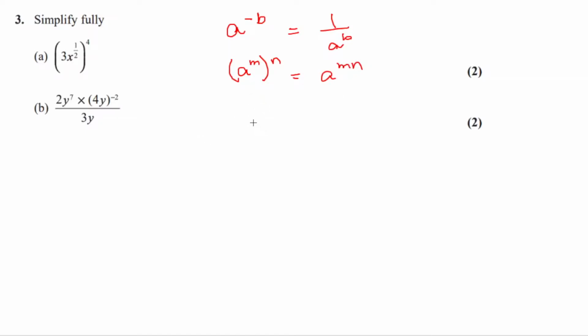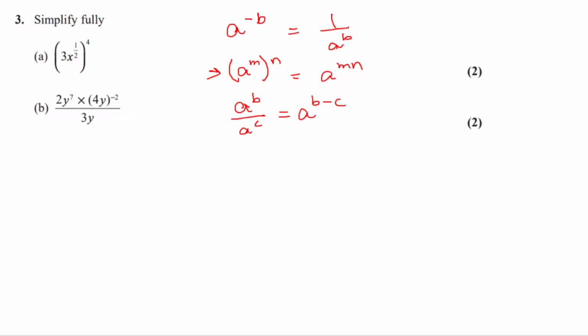Another rule we've got is that when we've got a term a, let's say, raised to a power b divided by a raised to a power c. So we've got the same term, but the powers are different. So what we do is a raised to b minus c. All right? So in the first part, we're going to use the second rule which I showed here.